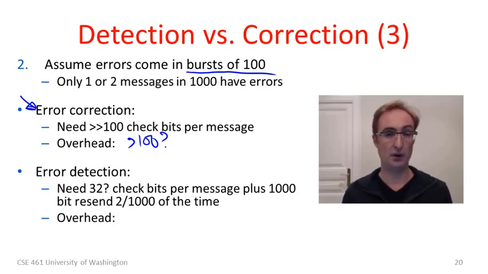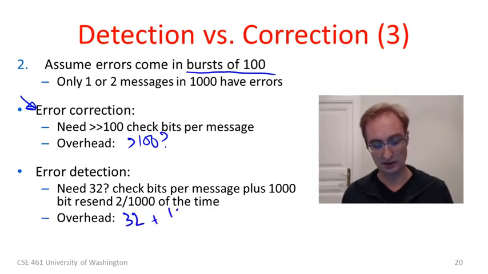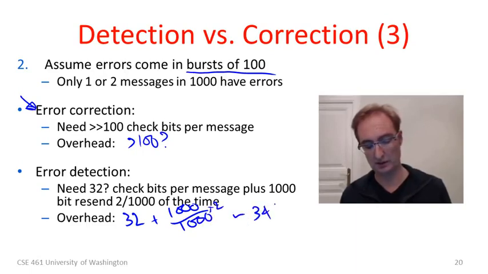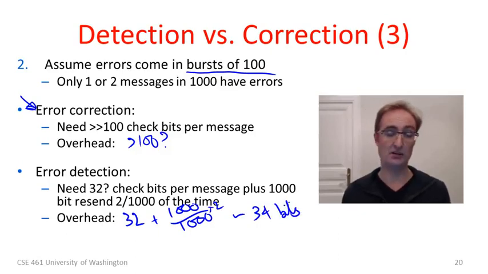Plus, of course, if you actually do get an error, you'll need to retransmit it. So we'll need to send 1,000 bits again, but we'll only need to resend these bits 2/1000ths of the time. So our overhead here will be 32 plus 1,000 times 2/1000, so 1,000 divided by 1,000 times 2. So that's 2. That's about 34 bits. You can see that the overhead here is mostly error detection code, not the retransmissions. So in fact, for this case, error detection turns out to be better.